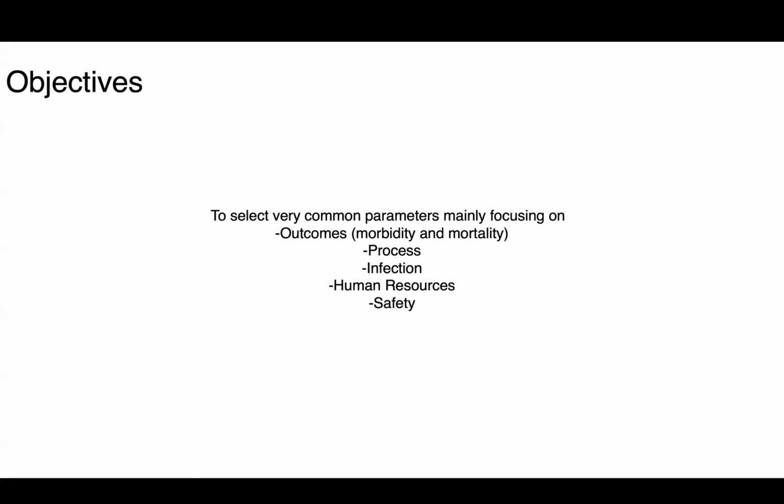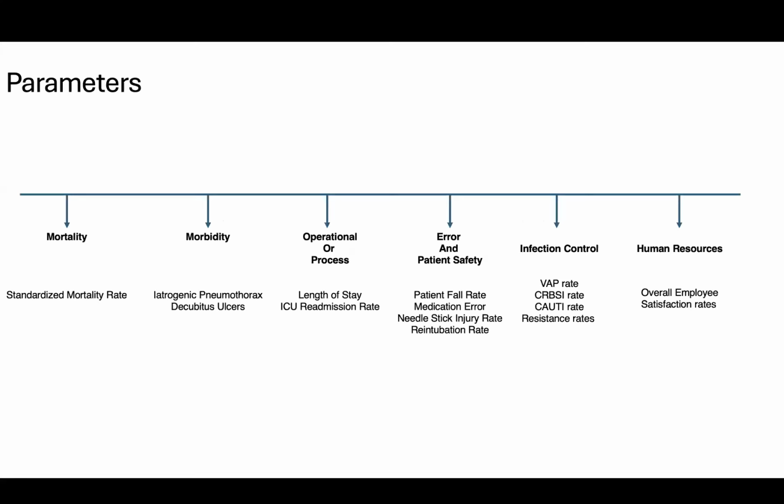Coming to the objectives, to select the very common parameters, mainly focusing on outcomes, that is morbidity and mortality, process, infection, human resources, and safety. Good ICUs fail in fewer dimensions, whereas average ICUs fail in more dimensions. It is as simple as that. Coming to the parameters, you have mortality parameter, morbidity parameter, operational or process, error and safety, infection control, and human resources. Under that, you have all these parameters that you need to look into.